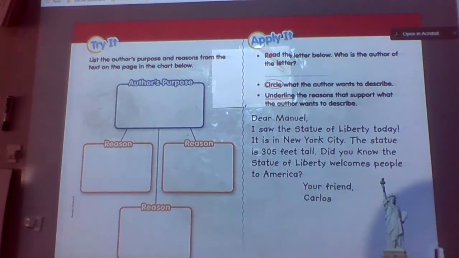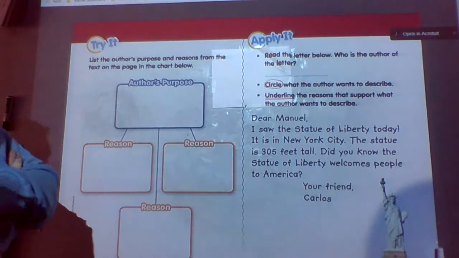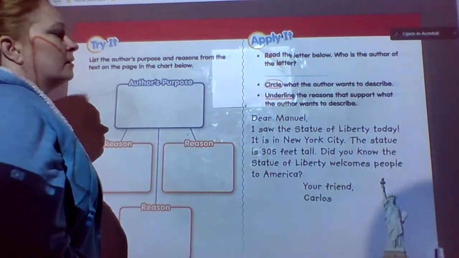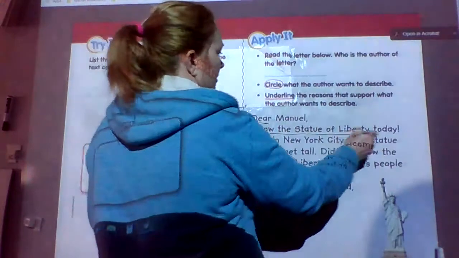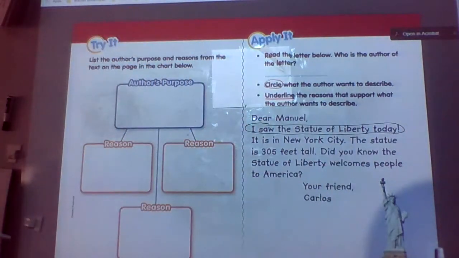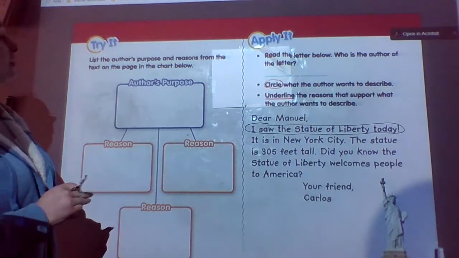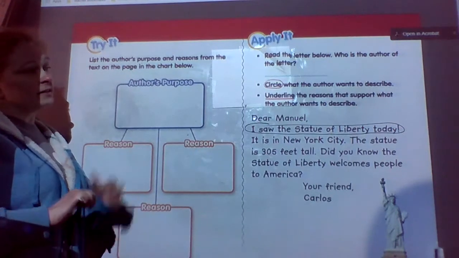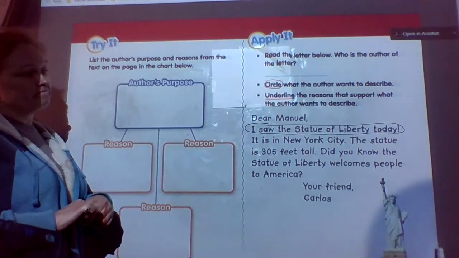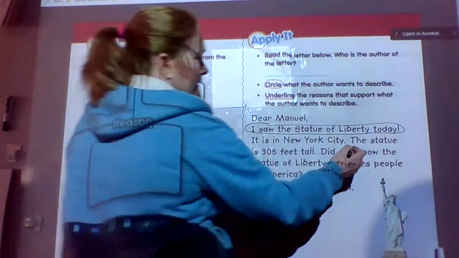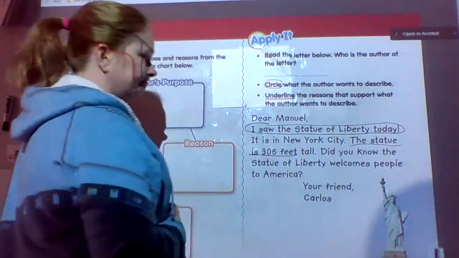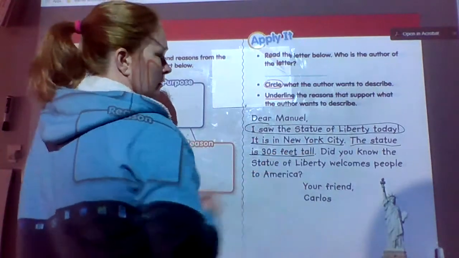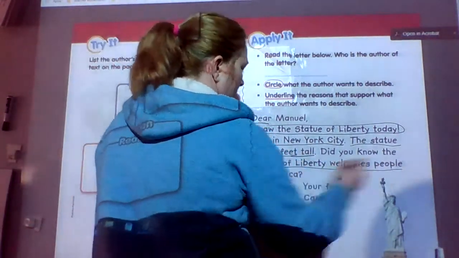So, what is Carlos trying to tell you? Well, he is describing what he saw. What did he see? I saw the Statue of Liberty today, right? I saw the Statue of Liberty today. What supports this? Well, the statue is 305 feet tall. It is in New York City. And the Statue of Liberty welcomes people to America.